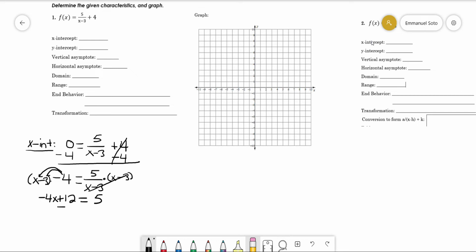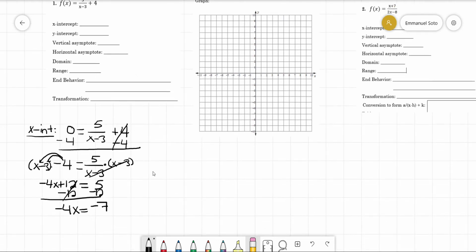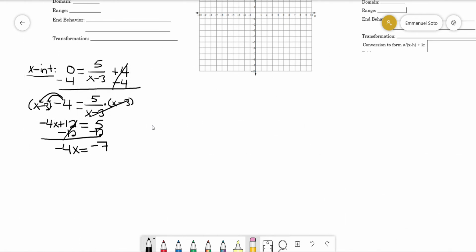Now you need to solve. Subtract 12 on both sides. Now you need to go ahead and divide both sides by negative 4. Two negatives is a positive, so it looks like you have 7 over 4.